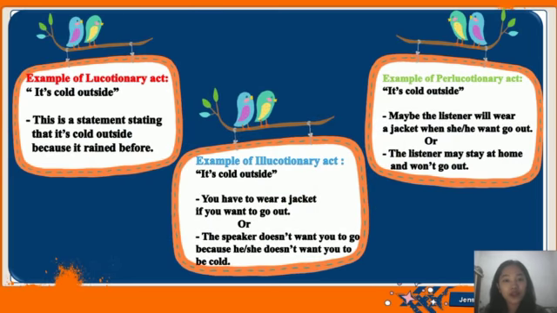The example of locutionary act, it is cold outside. This is a true statement. The example of illocutionary act, it's cold outside. In this sentence, the speaker has a specific meaning in it. And the example of perlocutionary act, it's cold outside. The speaker influences the listener to do something.